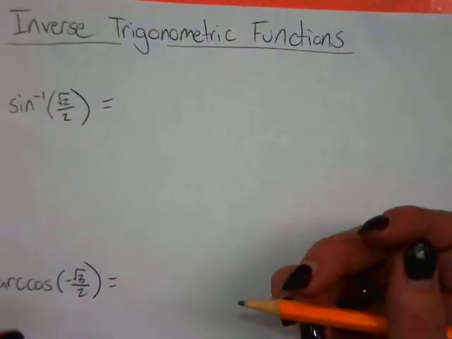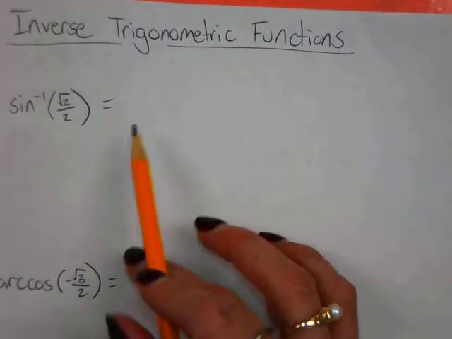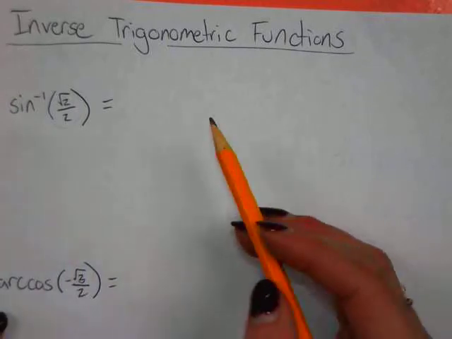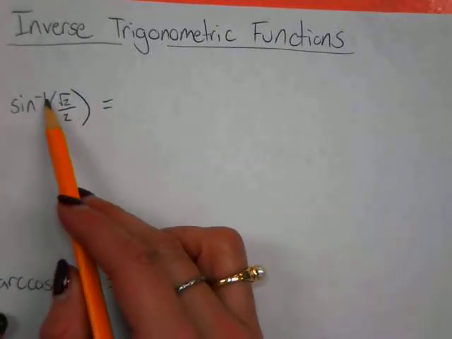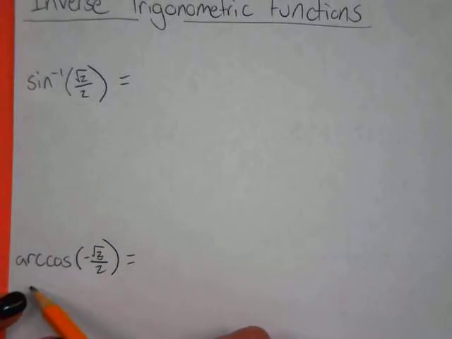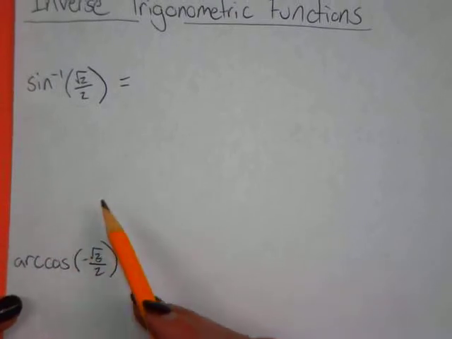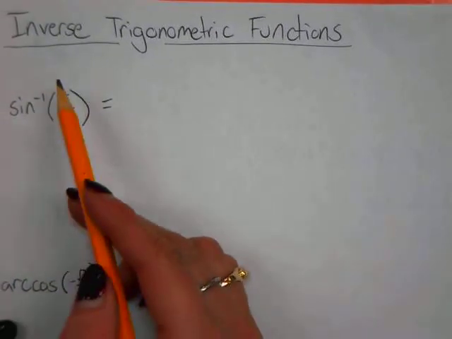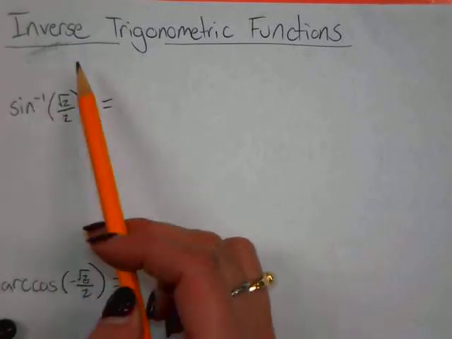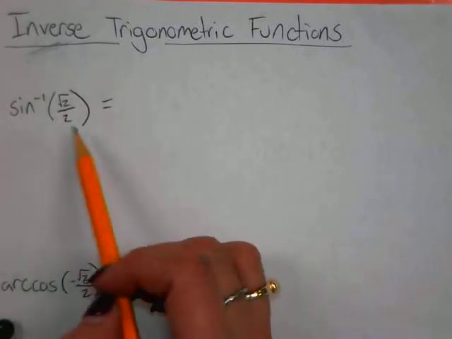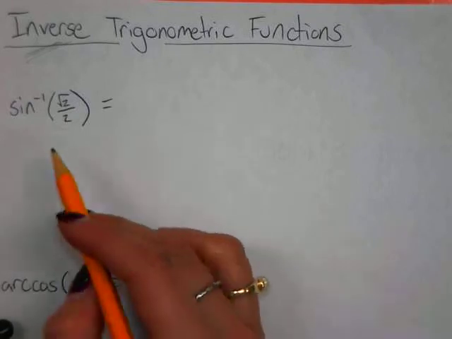Alright, so in this video I'm going to talk about inverse trigonometric functions, and I have a couple examples to walk us through it. Anytime I see this little -1, or I see arc cosine, or sine, or tangent, or any of the trigonometric functions, read this as the inverse. So I would read this as inverse sine of root 2 over 2. So what is this asking?